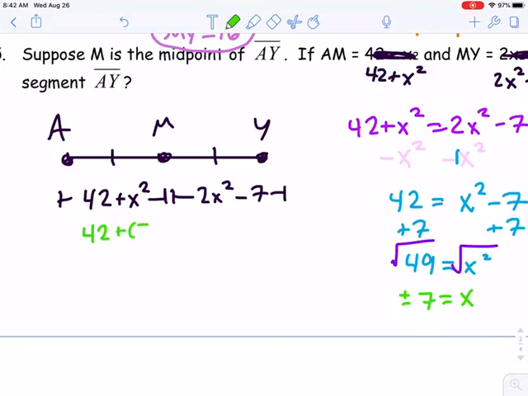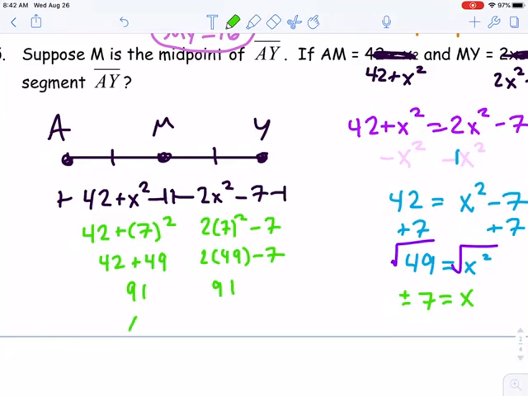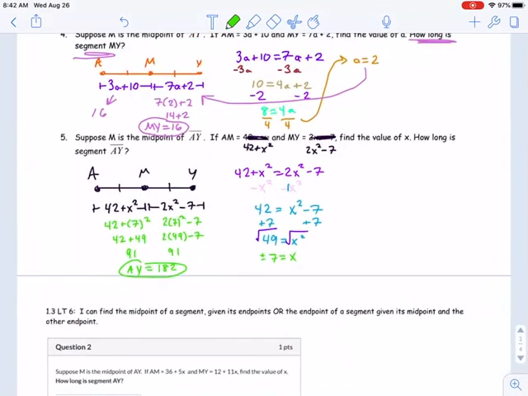42 plus 7 squared. And then I'm going to get 42 plus 49, which is 91. And then over here I'm going to get 2 times 7 squared minus 7. So 2 times 49 minus 7. And ultimately that's going to be 91 as well. So AY equals 182.